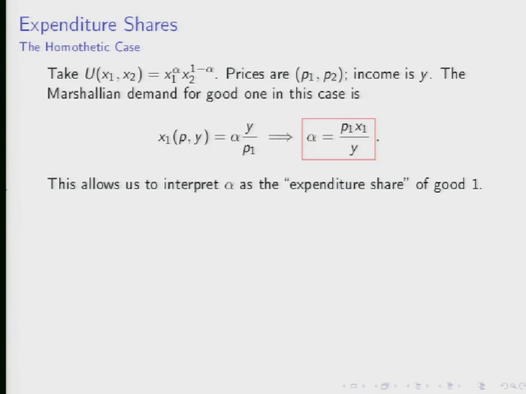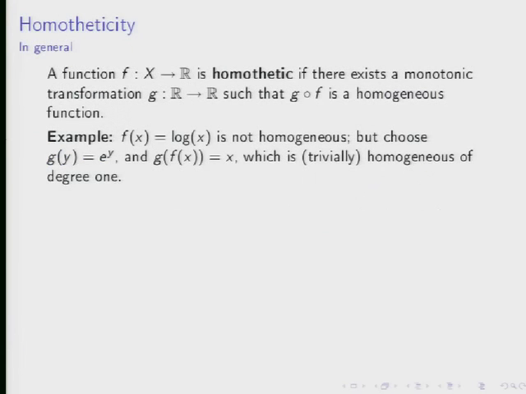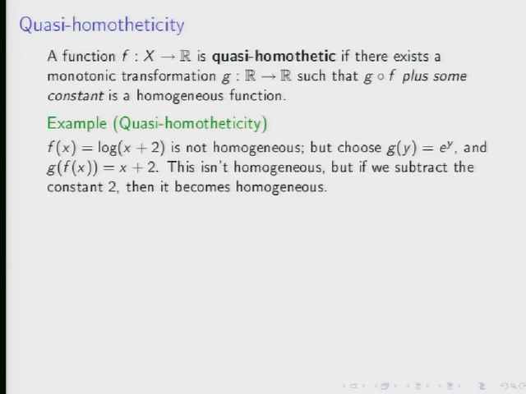All right. I think I mentioned quasi-homotheticity last time. I'm going to return to it for a moment because it's going to be important for thinking about Engel's law. So recall that a homothetic function has the property that there's a monotonic transformation of the function so that the transformed function is homogeneous. And I won't remind you what a homogeneous function is. So we have some examples of that. A quasi-homothetic function is a function where there's a transformation that makes it homogeneous, but you get to add a constant.